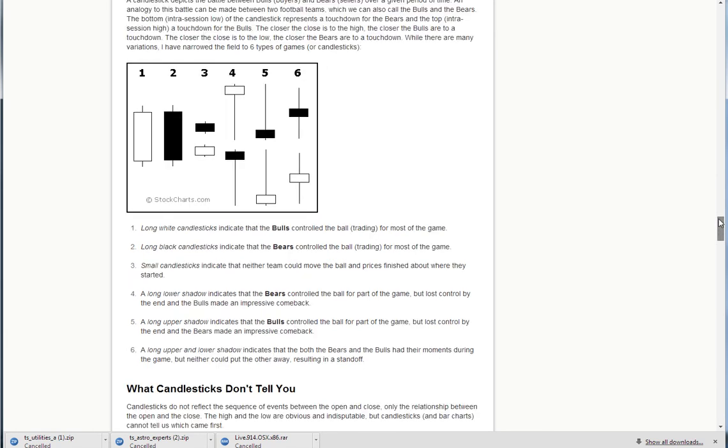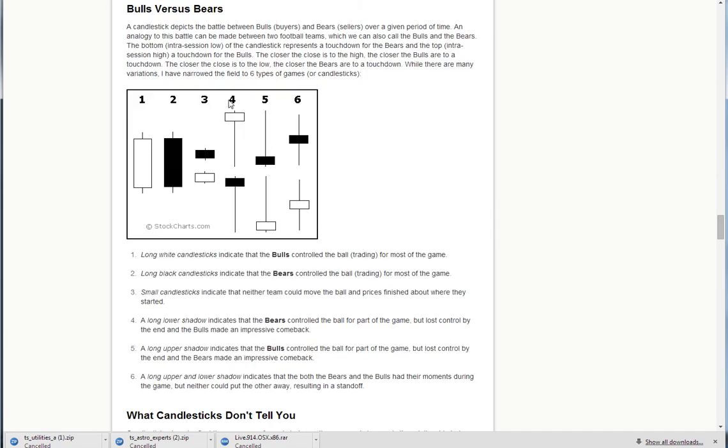Introduction to candles. See this candle right here, number 4? A long lower shadow indicates that the bears controlled the ball for part of the game, but lost control by the end, and the bulls made an impressive comeback. See this candle?